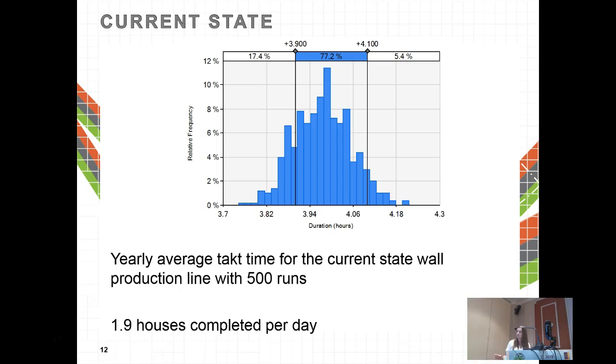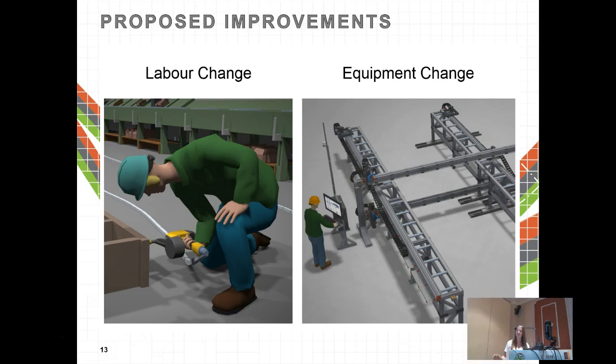So we first built the current state simulation model, and then we needed to validate it to make sure that anything that we're going to propose from there is valid. We got a production of 1.9 house walls completed per day, which is what they were seeing. And from there we proposed two different improvements. The traditional classic, just throw more people at it, and the other, changing your equipment and eliminating your waste, a more permanent, reasonable solution.